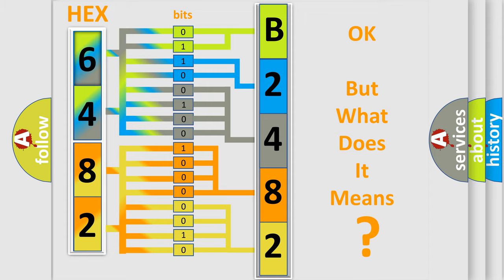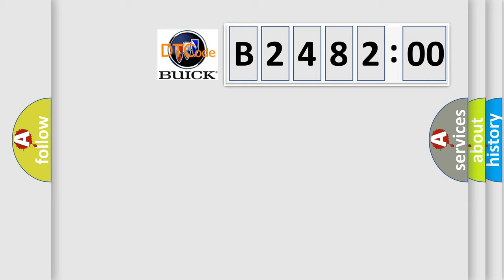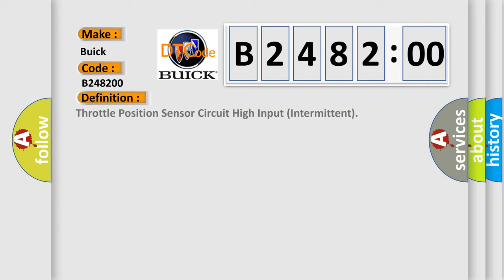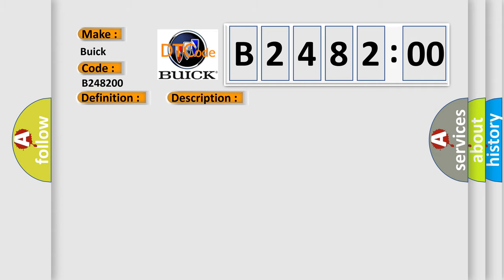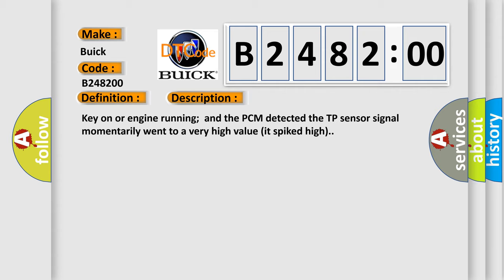The number itself does not make sense to us if we cannot assign information to what it actually expresses. So, what does the Diagnostic Trouble Code B2482-00 mean specifically for Buick vehicles? The basic definition is throttle position sensor circuit high input intermittent. And now this is a short description of this DTC code.